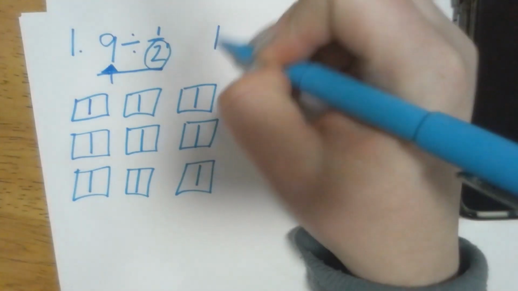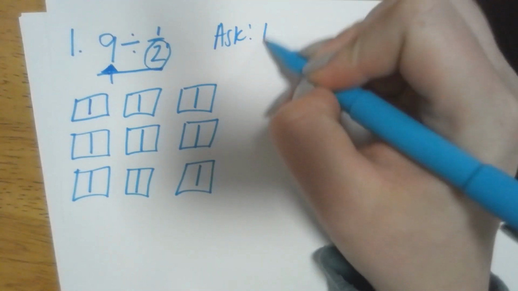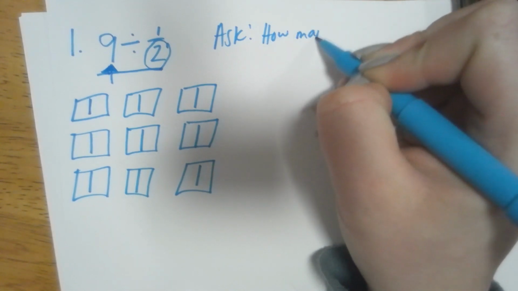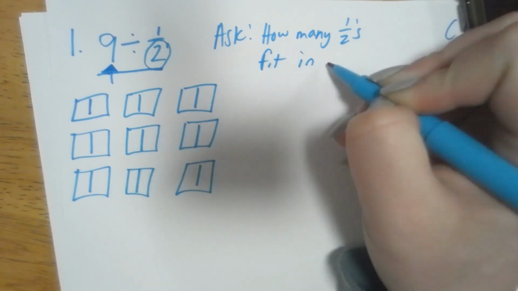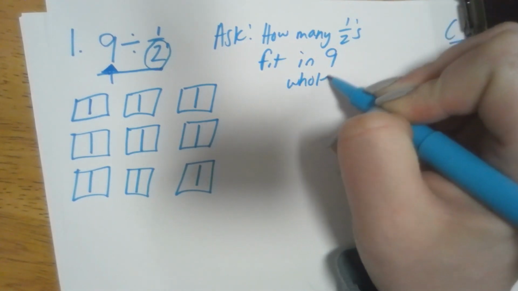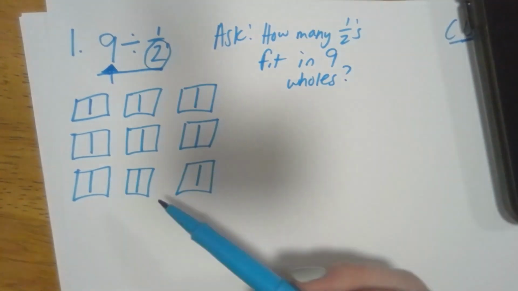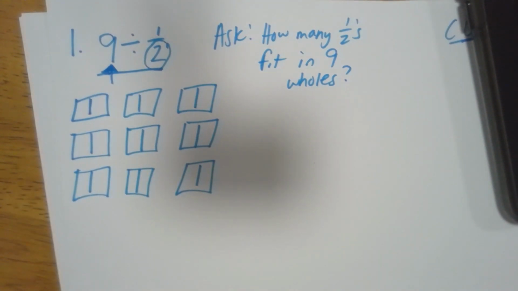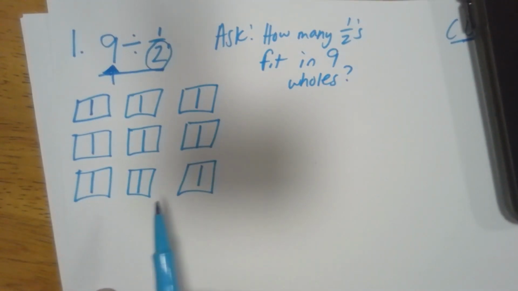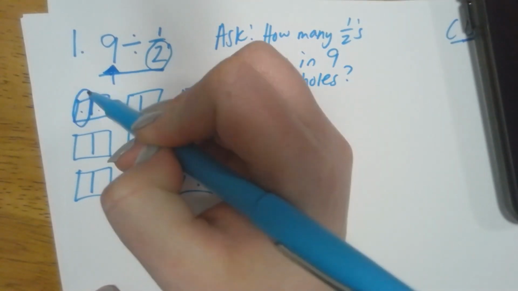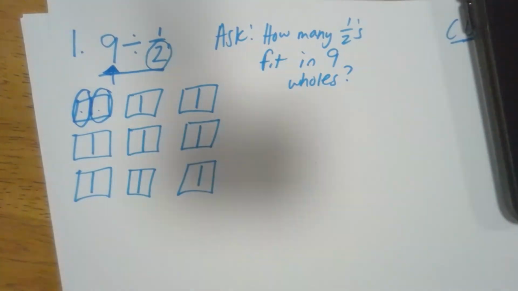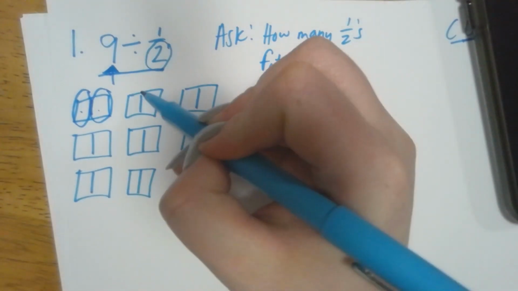Then ask yourself, how many 1/2s fit in 9 wholes? That's what this division problem is saying. How can we split 1/2 from the 9 we have? Okay, so all we need to do is count 1/2. So here's 1/2, here's 1/2, here's 1/2, here's 1/2. We're just going to essentially do that until we run out to see how many halves fit in that whole.